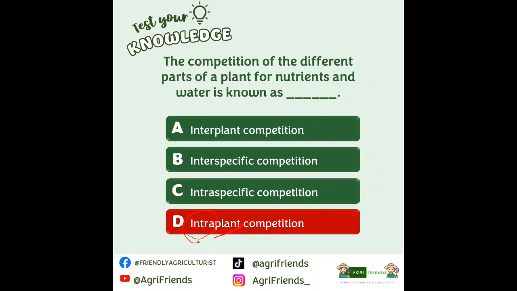Interplant competition occurs between two different plants. So, normally, this is due to the proximity or the closeness of the plants together. So, they compete for light, water, and nutrients. When we say interspecific, this is the competition between plants of different species. Intraspecific is the competition of plants of the same species.